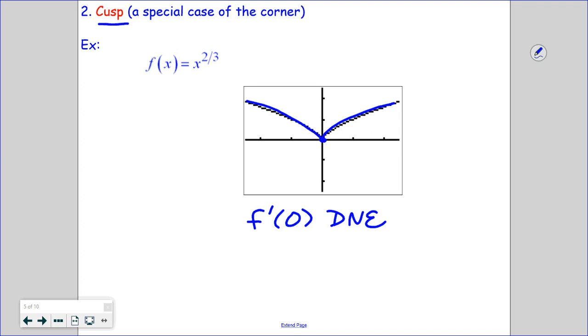If we zoomed in on the origin, it's never going to look like a line. I can show you that if we actually tried to calculate the derivative, well, we can calculate the derivative, and we can find f prime of x. We can just use power rules for that.